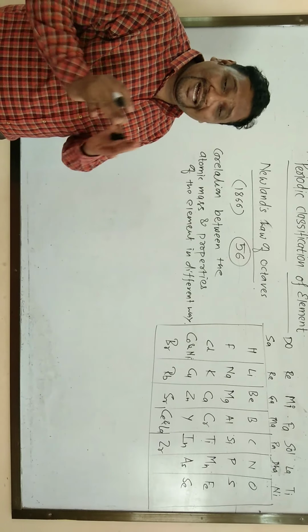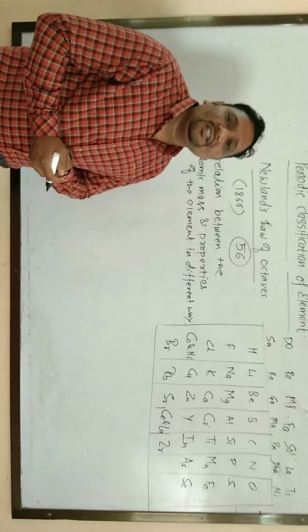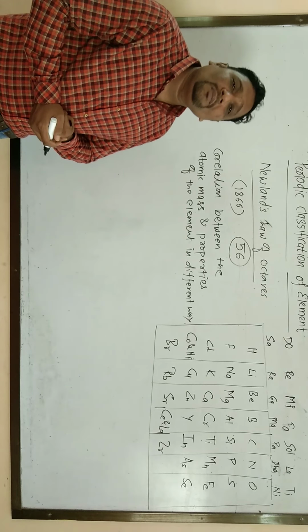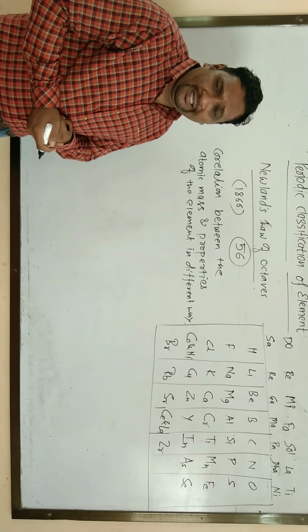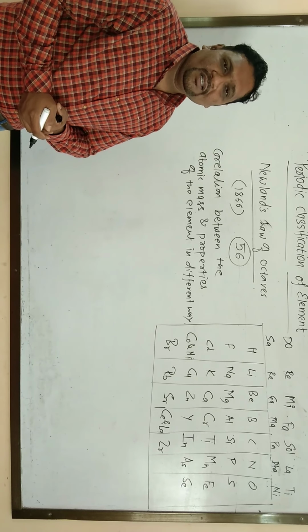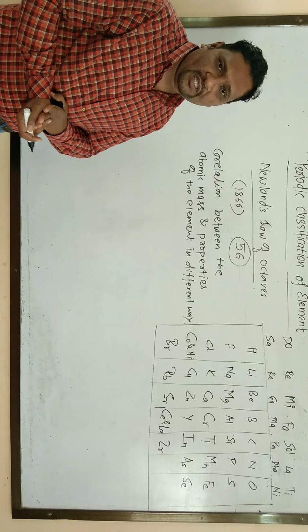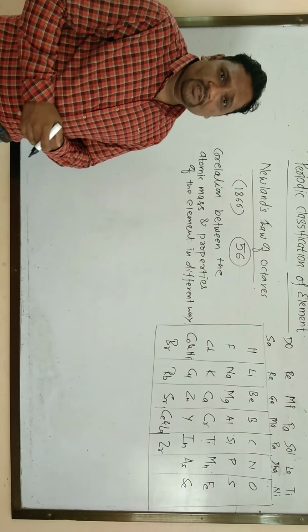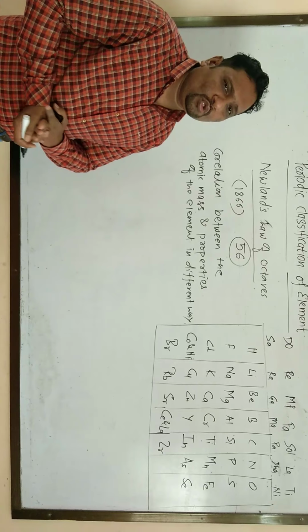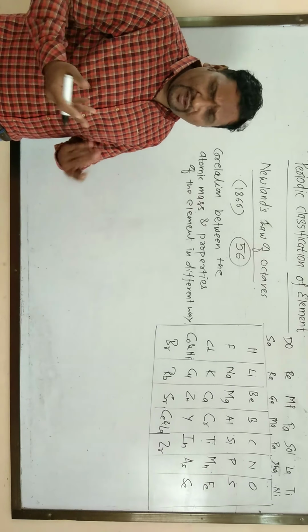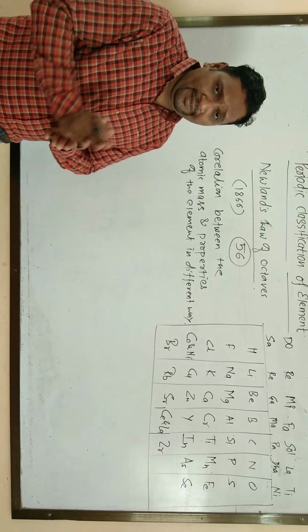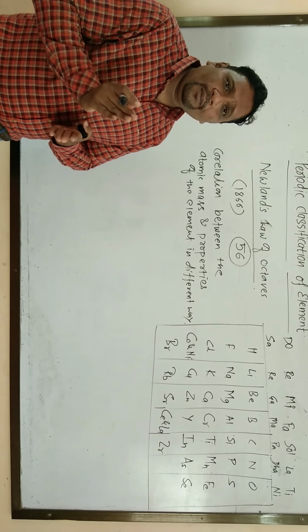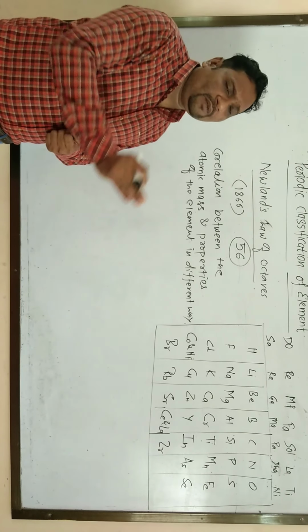There were 56 elements existing at the time of Newlands. So he arranged all the elements in the increasing order of their atomic masses. He found that every 8th element had properties similar to those of the first.